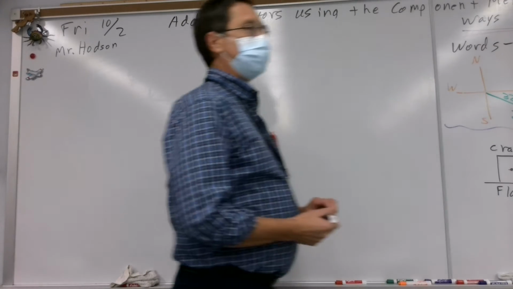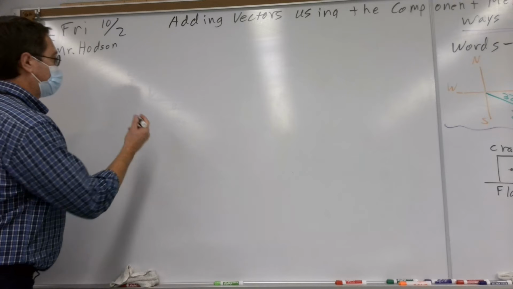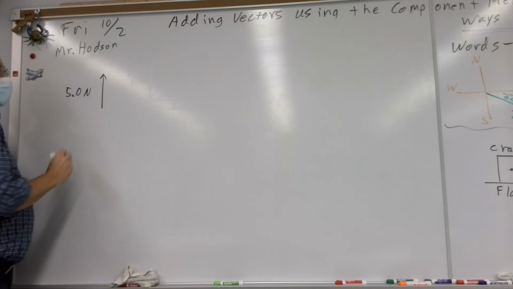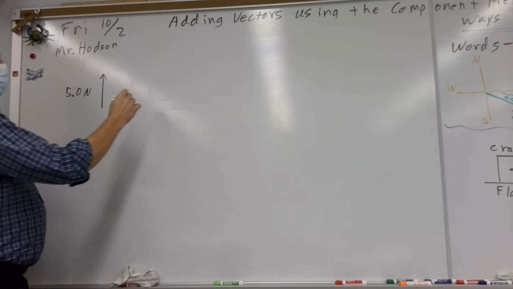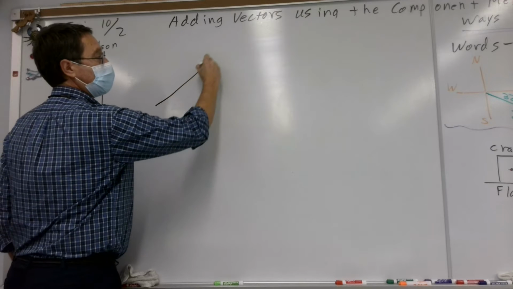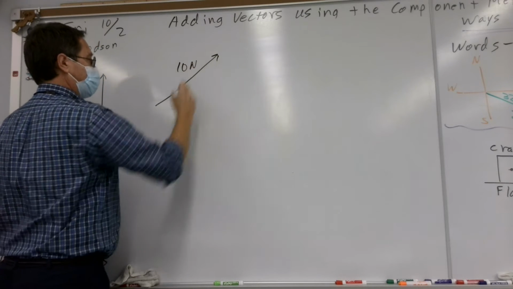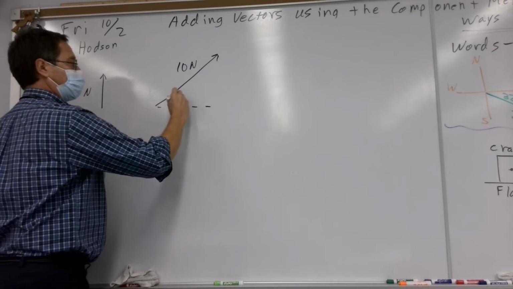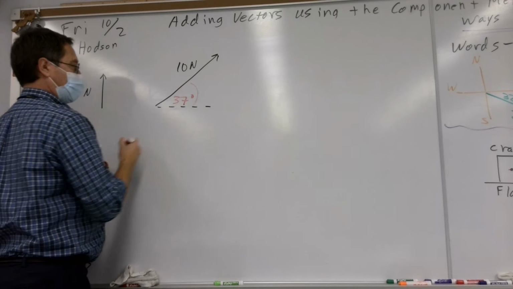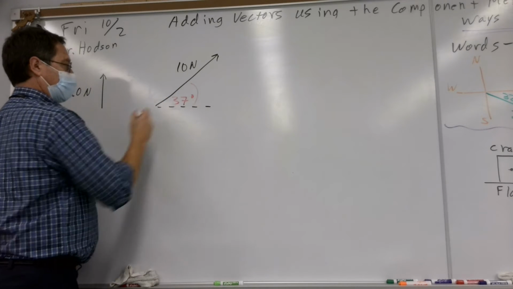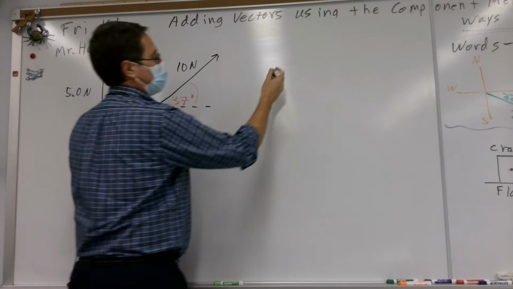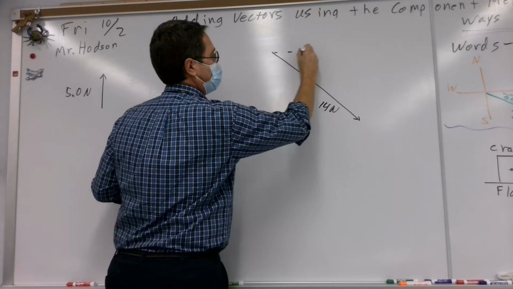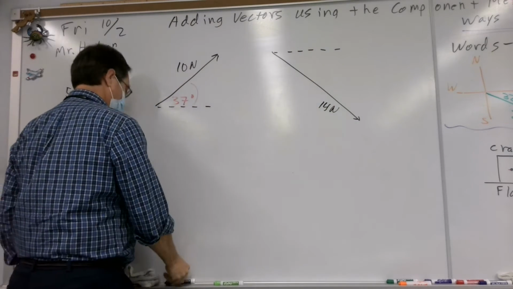Okay. So we're going to separate them. All right, so we're going to take the 5 Newton vector, 5.0 newtons. It's going to go up, and then we're going to take the 10 Newton vector, and it's going to go this way, 10 newtons, and then we have a 37-degree angle, correct? 37-degree angle. And then the other vector that we have to add together with these two is a 14 Newton vector, and that is at an angle of 41 degrees.